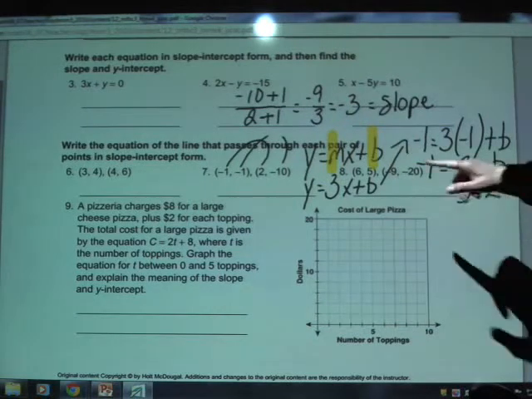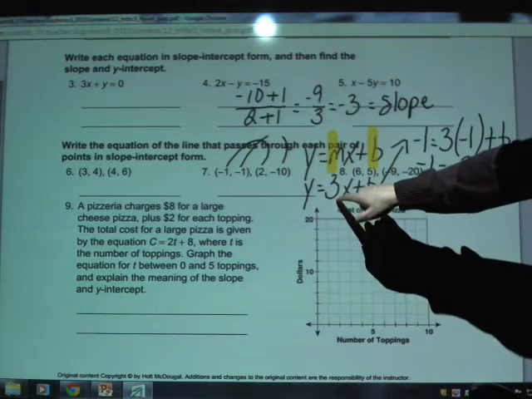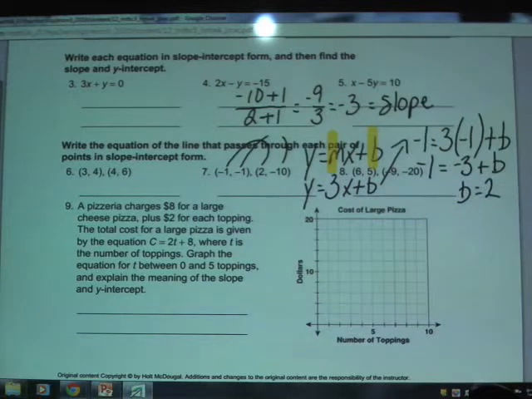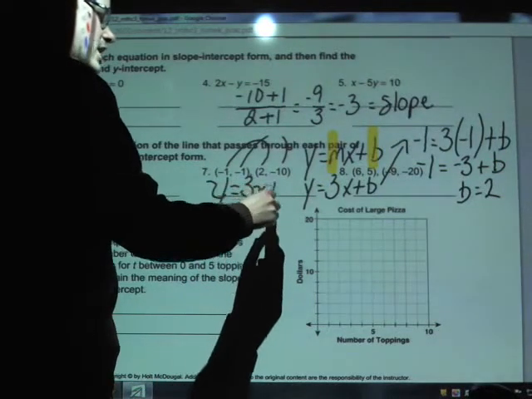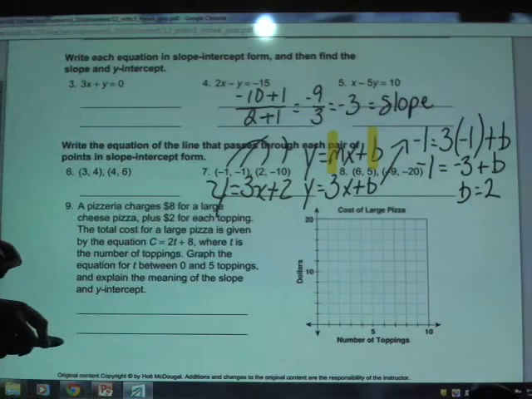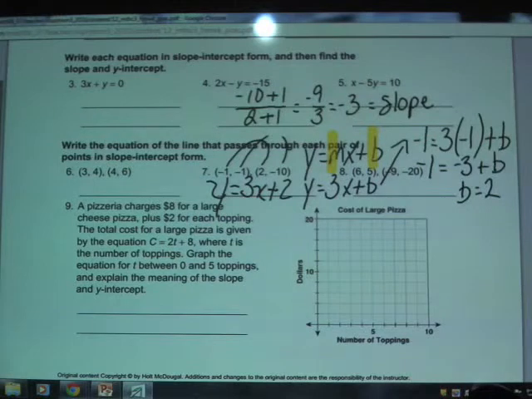Now I know b. I already know m because we figured that out back here was negative 3. Now I can write the equation in slope-intercept form. And I'm going to write y equals negative 3x plus 2. So the equation of the line that goes through negative 1, negative 1, and 2, negative 10 is y equals negative 3x plus 2.